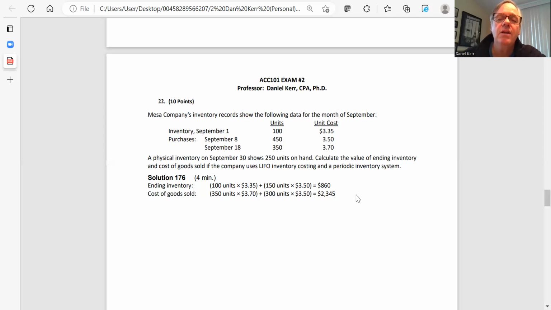So how you got there really didn't matter as long as you got there. So to get full credit, you had to show calculations for both ending inventory and cost of goods sold. And this was under LIFO. You would have gotten a very different answer if you had used FIFO or weighted average.